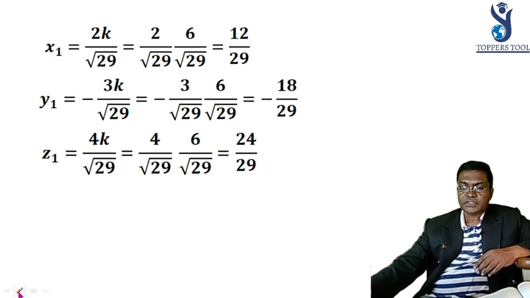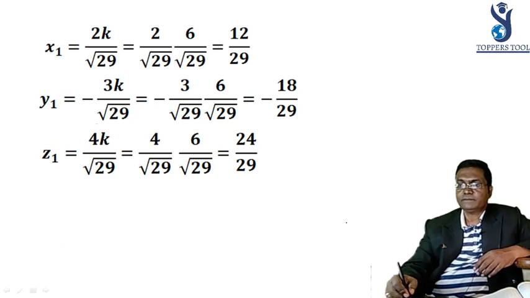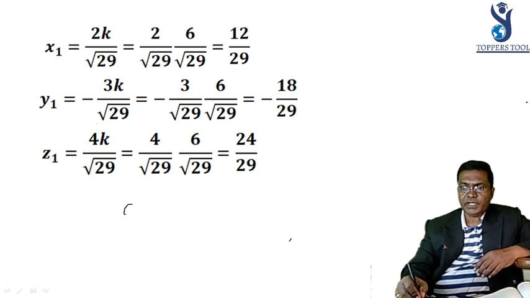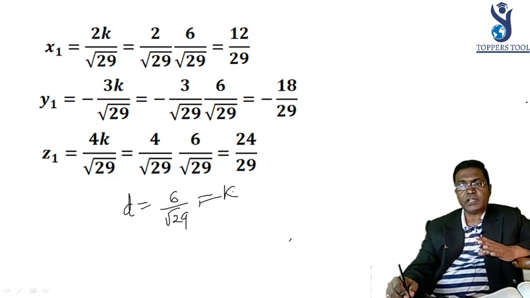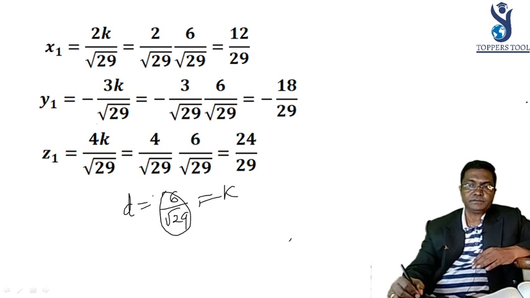The direct way is, see here what we have done, the value of k was equal to d. So your d was 6 by root 29, and k is also the same thing. So if you do it theoretically, the value of k is equal to the value of d. And these are 2 by root 29, this is your L, and minus 3 by root 29 is M.